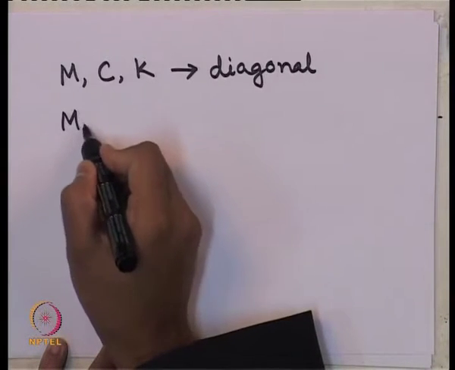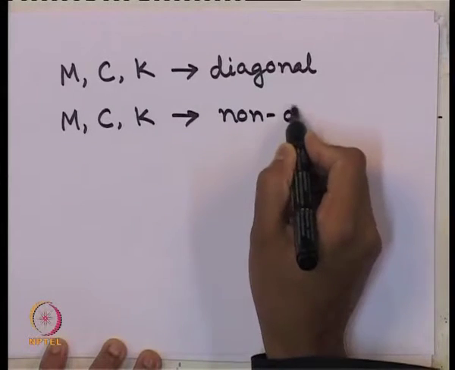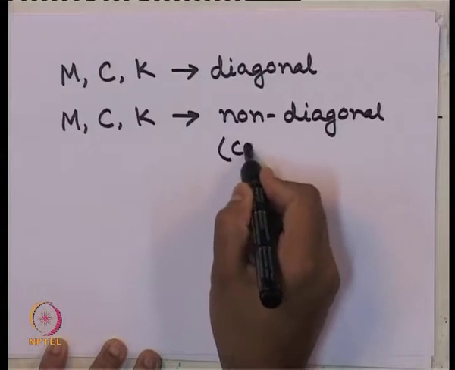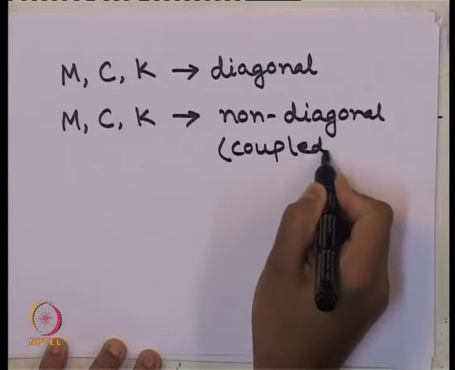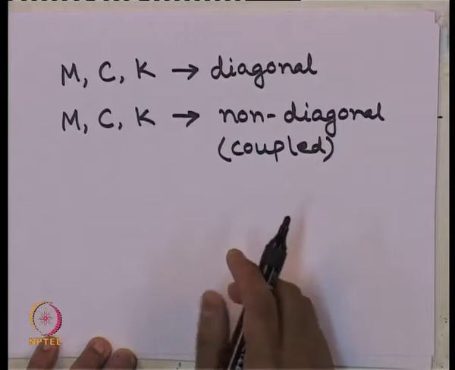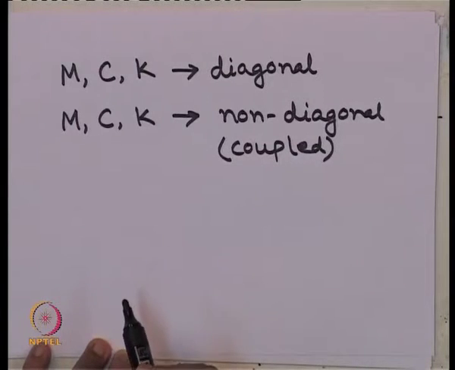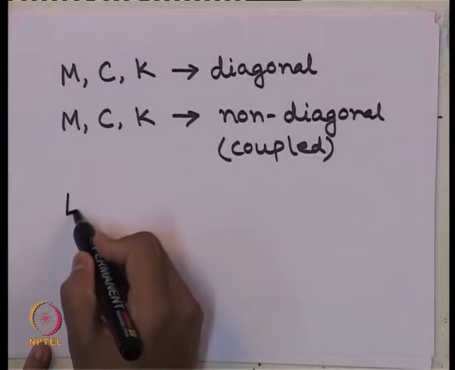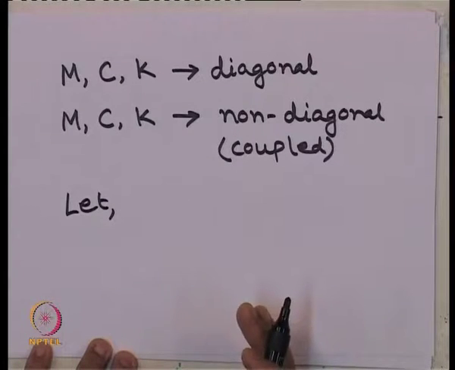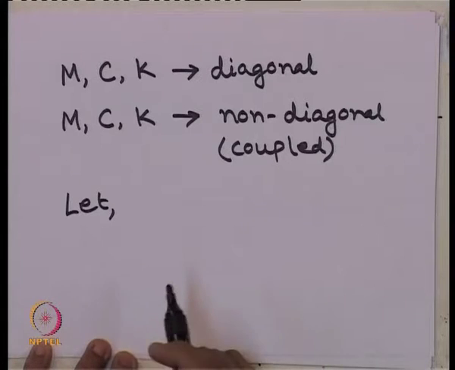But if M, C, K are non-diagonal, or in other words, if they are coupled, then it is not a natural coordinate system. So, in that case, we have to do something to transform from our assumed coordinate system to a natural coordinate system.